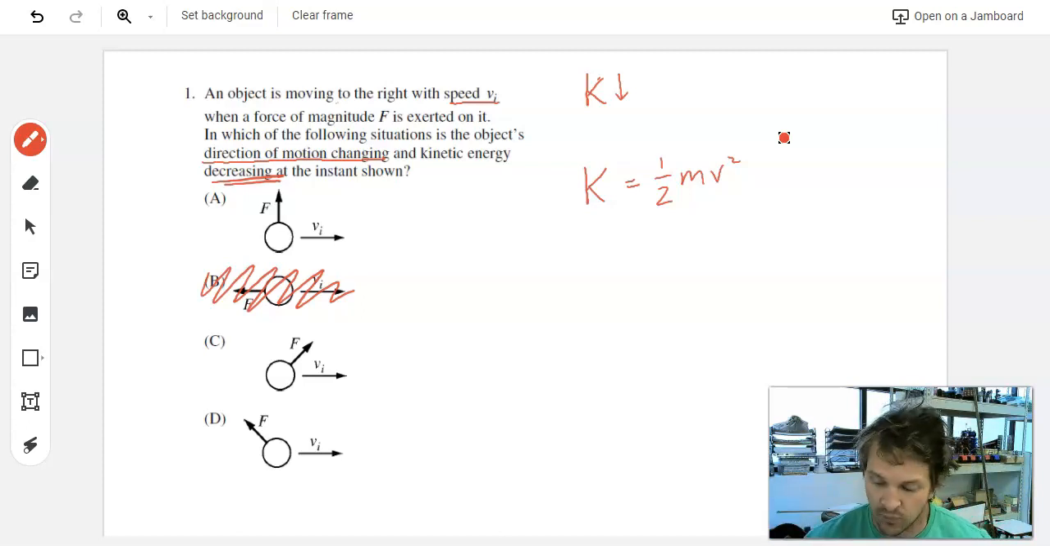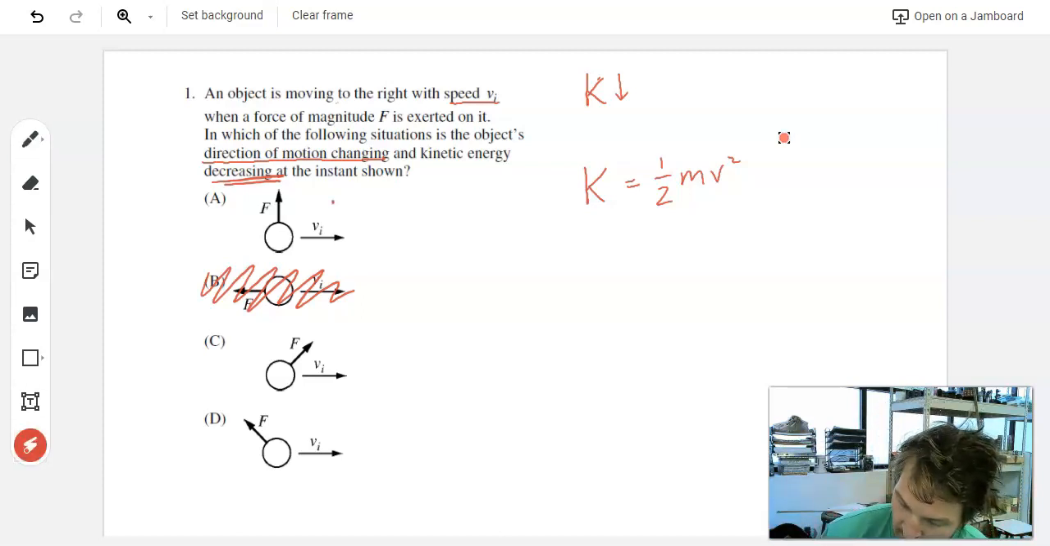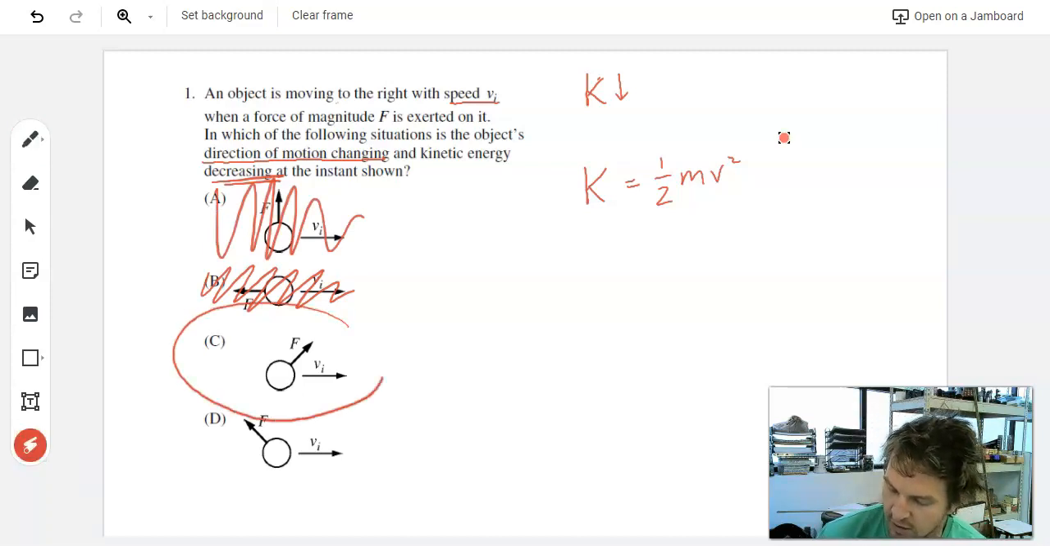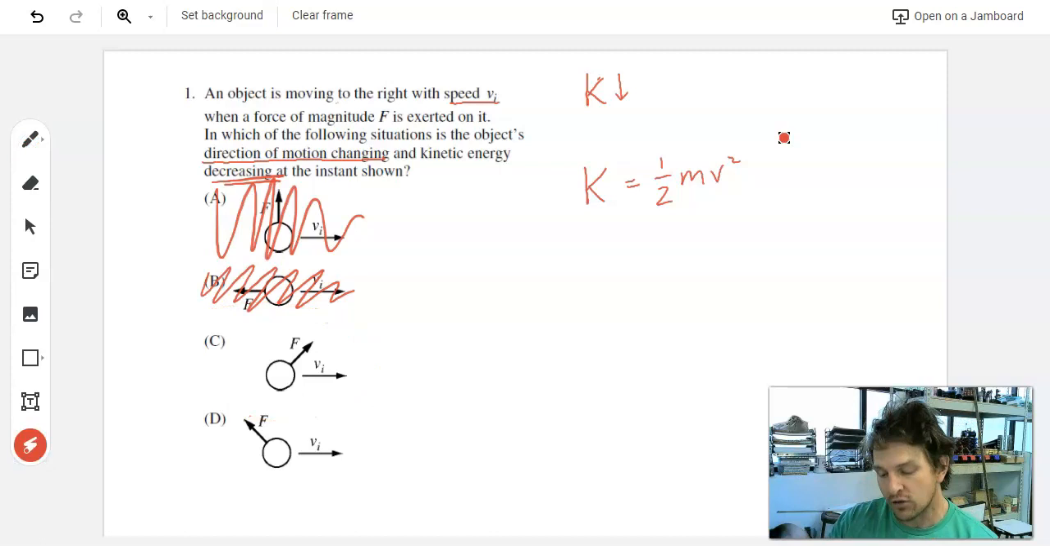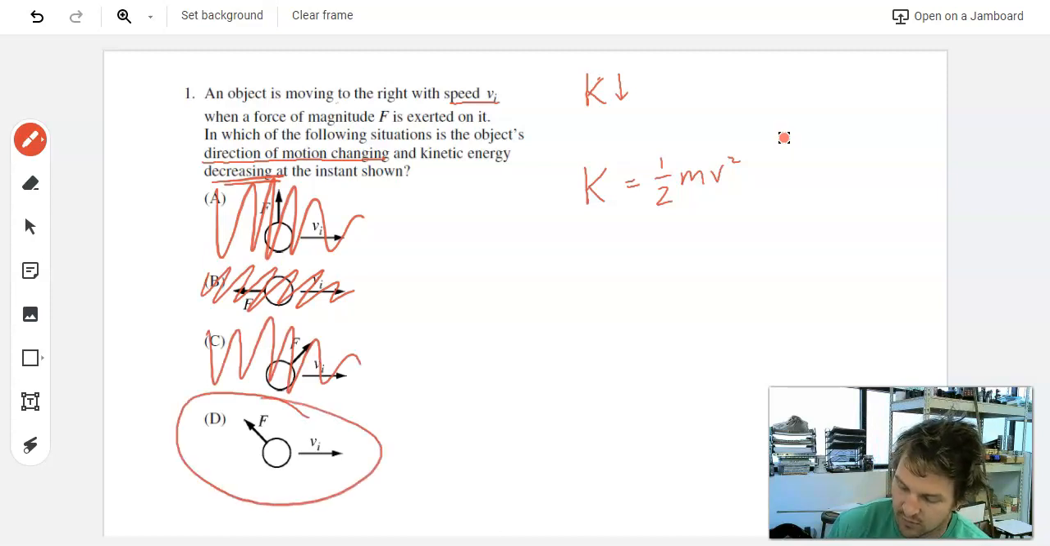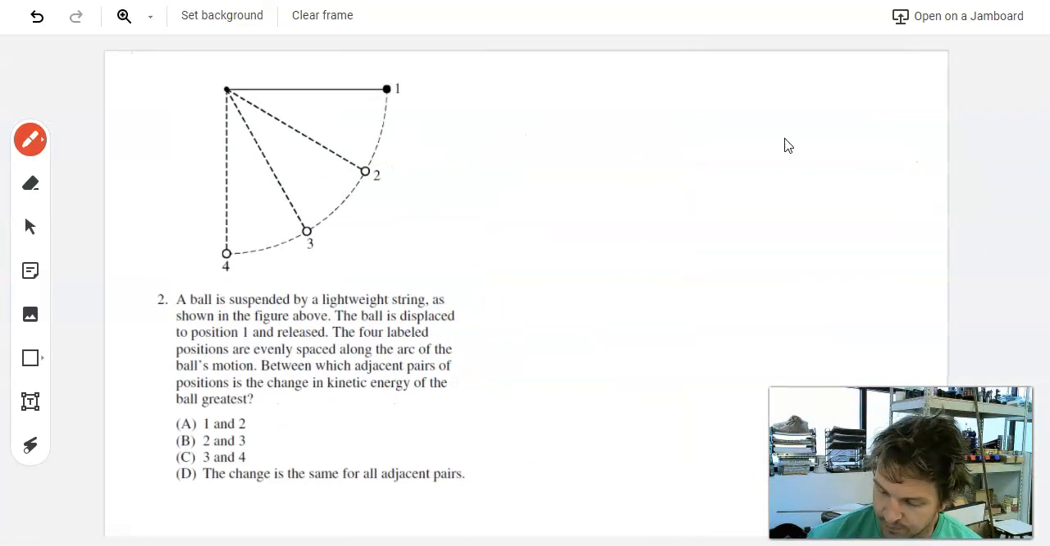Against its velocity. So A right here, A is perpendicular to its velocity. That wouldn't slow it down. Okay, C right here, there is a component in the direction of its velocity. C would actually make it speed up. So our answer is D. I have a force that's working against its velocity, and I have a force that's going to make it change its direction. All right.